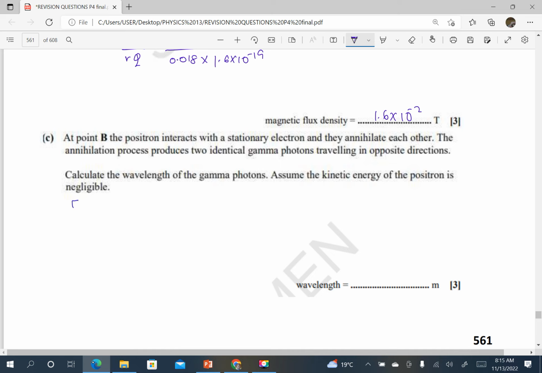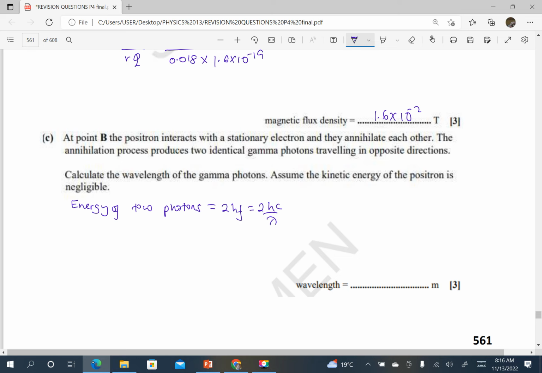So the energy of the two photons is going to be equal to twice hf, which is twice hc divided by lambda. That's the energy of the two photons. But remember, it is coming from the positron and electron interaction.